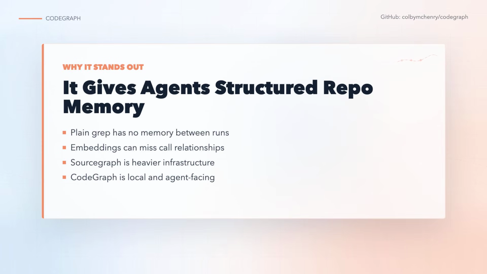Compared with plain grep, CodeGraph gives the agent memory of the repository structure. Compared with embedding search, it can follow relationships that are not just semantic similarity. Compared with heavier code search platforms, it is a local developer tool that talks to the agent through MCP. That combination is the reason the repo feels timely.